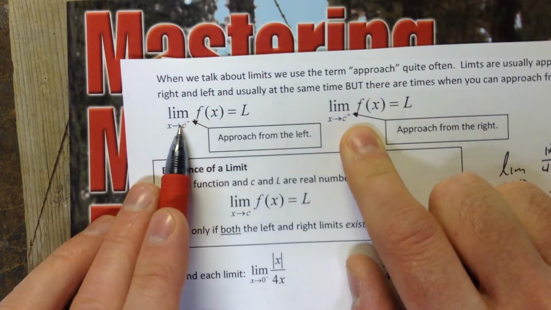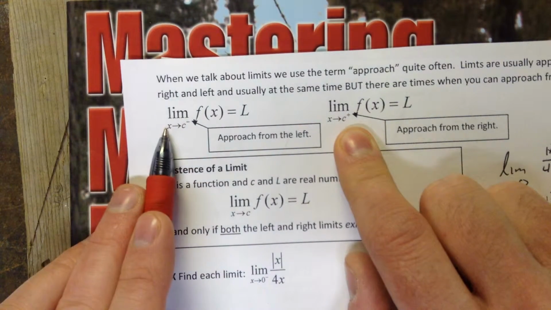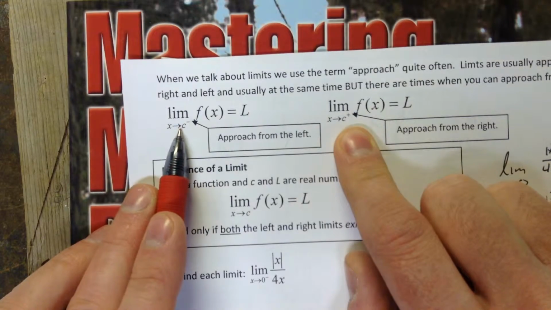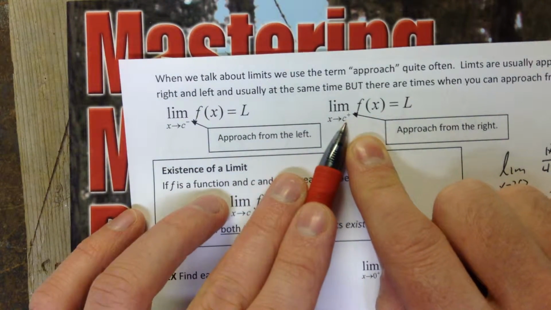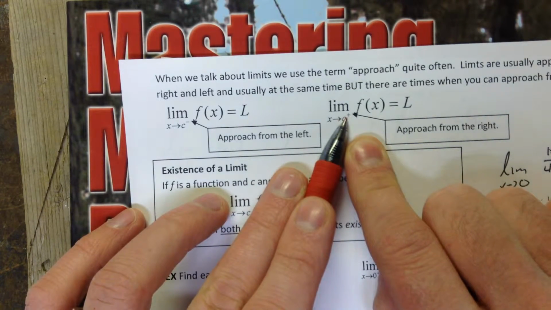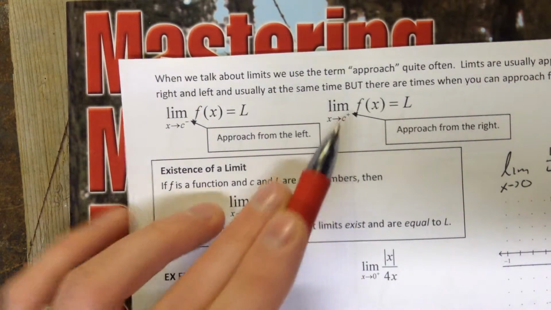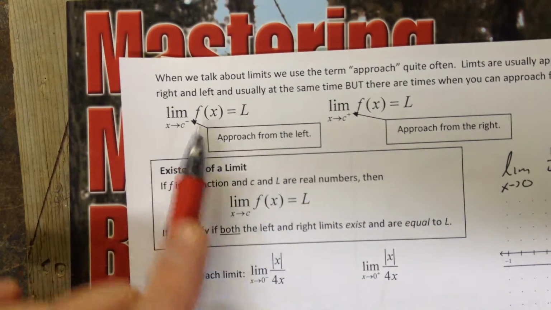For some reason, a lot of kids see this and think, oh, it must be a typo. He was supposed to write the negative in front. It's actually negative c. No, that's not true. Or they see this one and say, oh, it's a typo, and he's just writing that plus sign for fun. That is also not true. So you have to make sure that you understand what those things signify, and that means from the left or from the right.